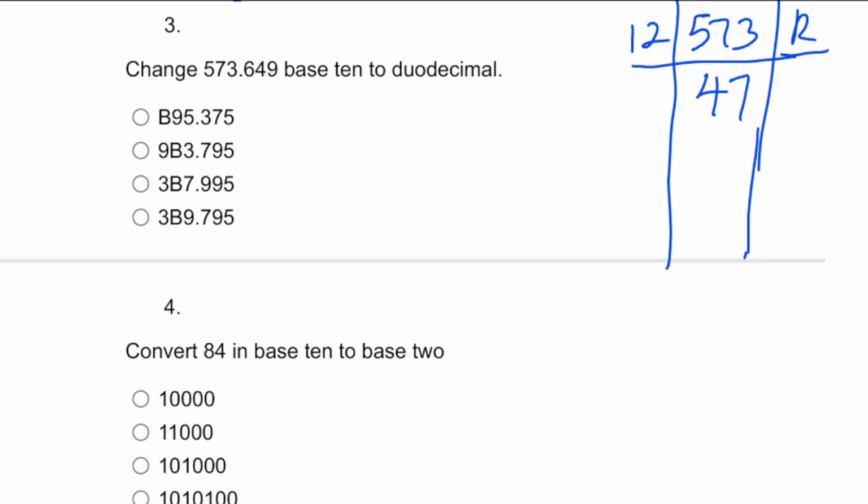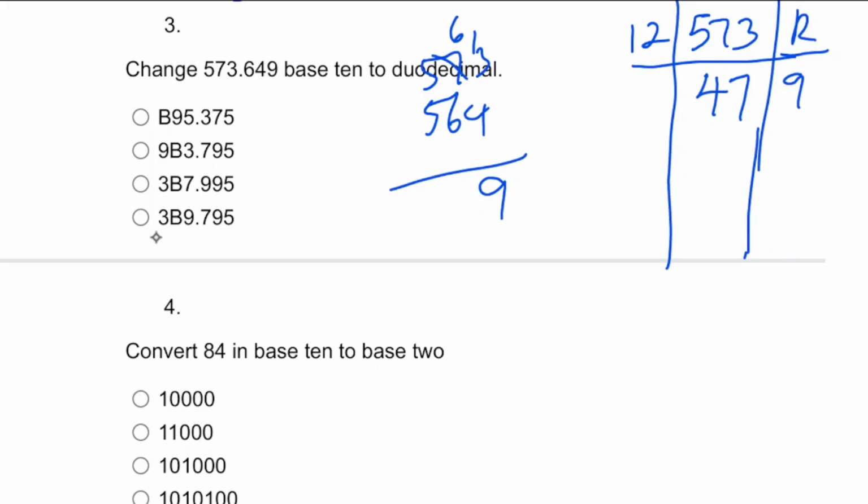So you now multiply 47 by 12. 47 times 12, you're going to get 564. Then 573, subtract. So this is going to give you 9, so the remainder is 9. I hope that is clear.